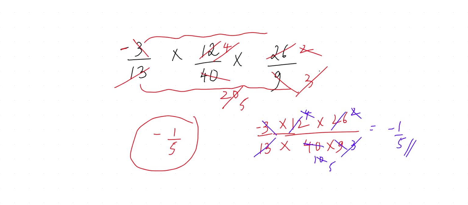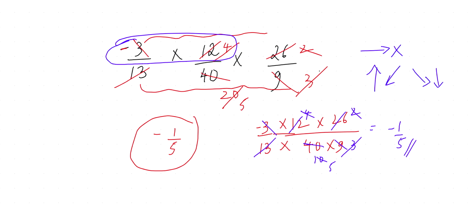So it doesn't matter. If you are good with your tables, you will know which two numbers are the common factors. And you cannot cancel this 3 and this 12. I mean to say, you cannot cancel horizontally. You can only cancel out or cut out common factors. Cancelling means cutting out common factors only vertically or diagonally. Okay. So keep this in mind. The answer is minus 1 over 5.